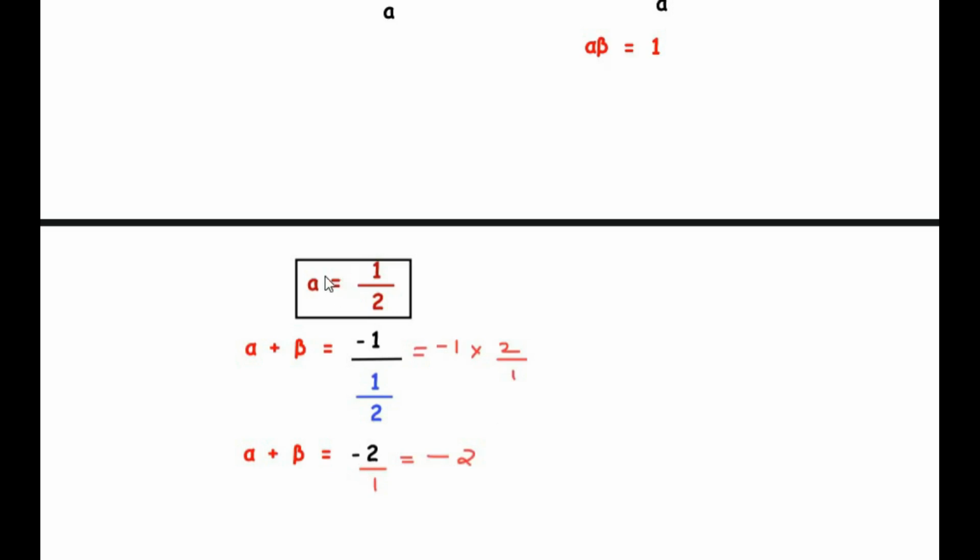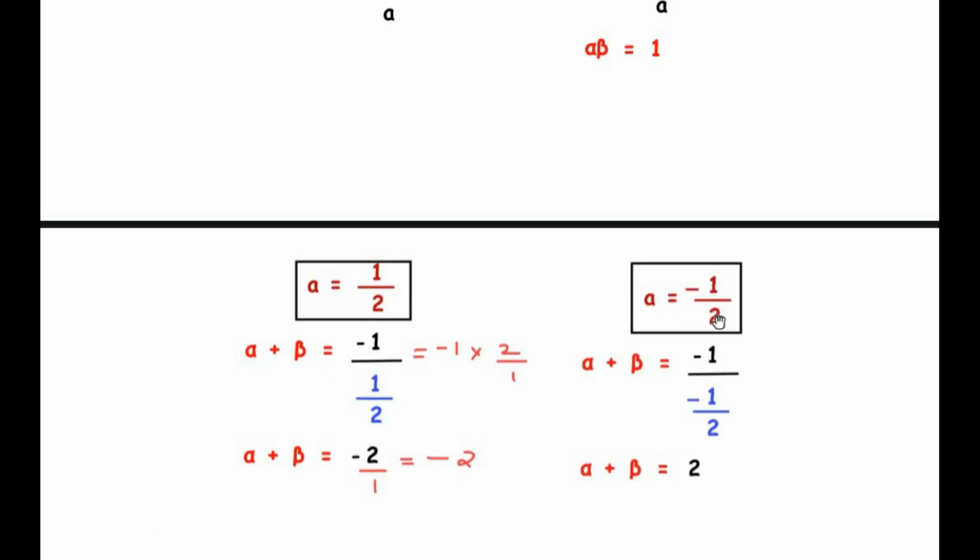So now let us check for a is equal to minus 1 over 2. So a is equal to minus 1 over 2, alpha plus beta is equal to minus 1 over minus 1 over 2.